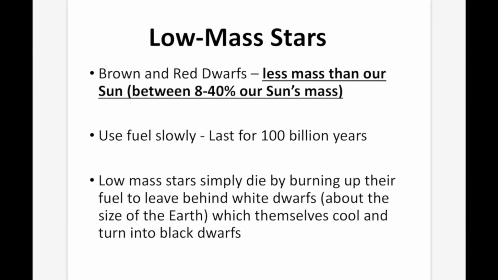Low mass stars. Low mass stars are going to have a mass less than our sun, about 8 to 40% of our sun's mass. And they're going to be brown and red dwarfs. They're going to use their fuel very slowly, and they're going to last for a very long time. A low mass star can be around for about 100 billion years. Low mass stars simply die by burning up their fuel to leave behind a white dwarf about the size of the Earth, which themselves cool and turn to black dwarfs. Now, black dwarfs are really, really hard to see because it's a black object in a black region of space.